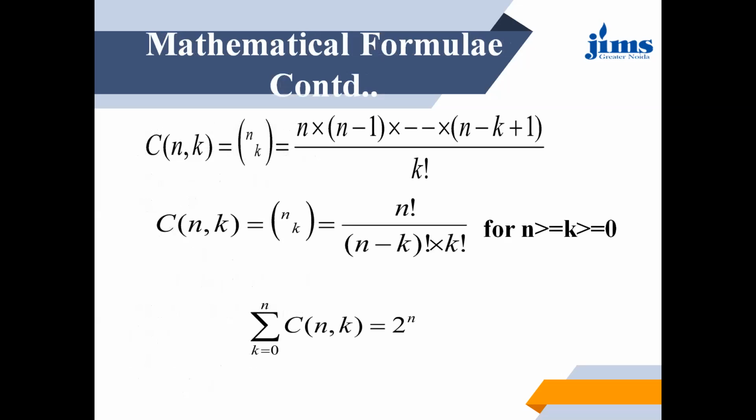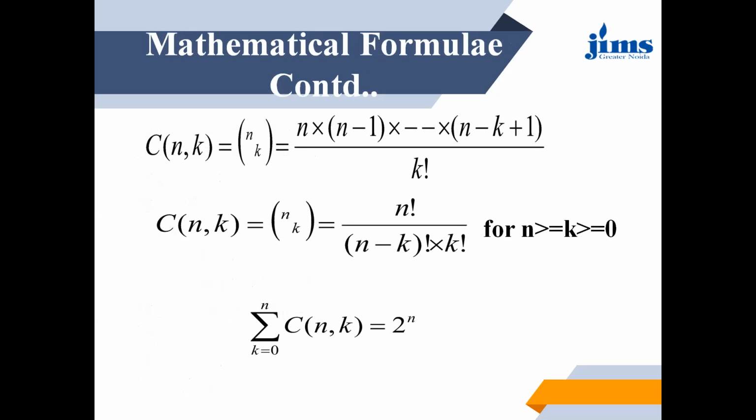A few more formulas are also important and useful for this subject. Those are the combination of n comma k, that means nCk. So nCk will be n into n minus 1 into and so on, n minus k plus 1, upon factorial k.